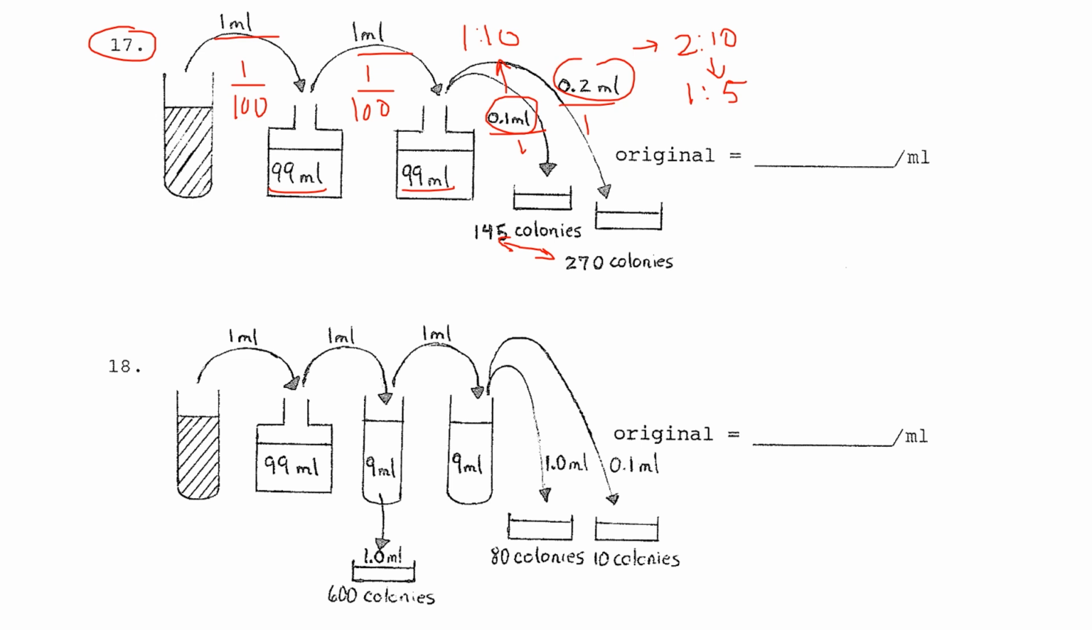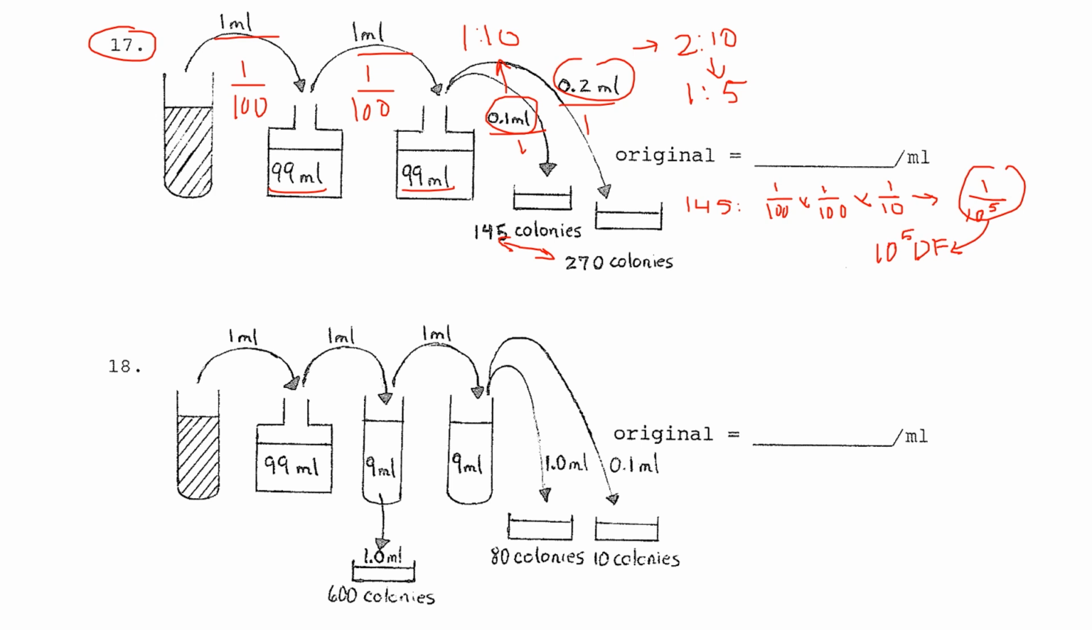So we're given the colonies for each of these plates, right? So for the 145 colony plate, you're going to do 1 over 100 times 1 over 100 times 1 over 10, right? And so your dilution is 1 over 10 to the 5th, right? So this is your dilution. Your dilution factor is the inverse, right? So your dilution factor is 10 to the 5th.